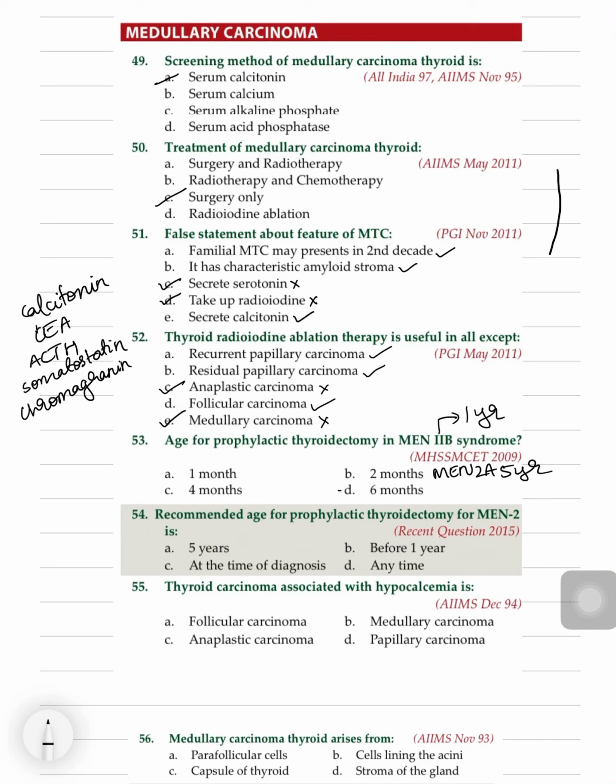Thyroid carcinoma associated with hypocalcemia. Hypocalcemia is not seen even though there are elevated levels of calcitonin. So this question is wrong.